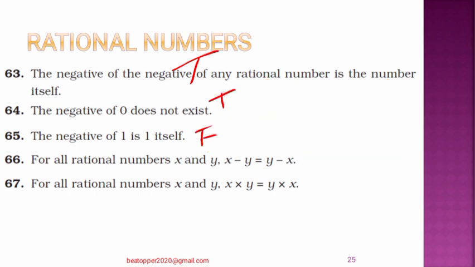For all rational numbers x and y, x minus y is equal to y minus x. Subtraction operation is not commutative. So this is false. For all rational numbers x and y, x into y is equal to y into x. As commutative property is applicable for multiplication, so it is true.